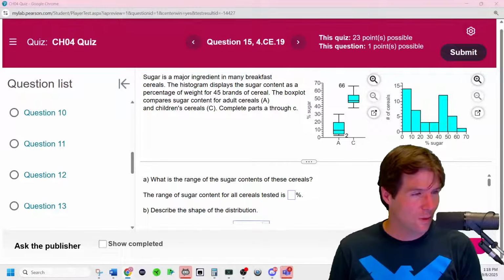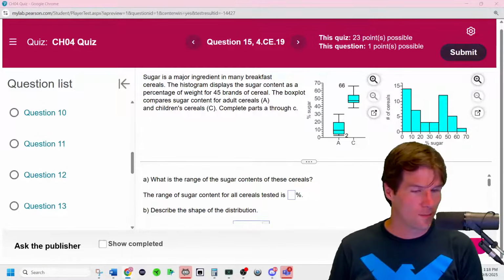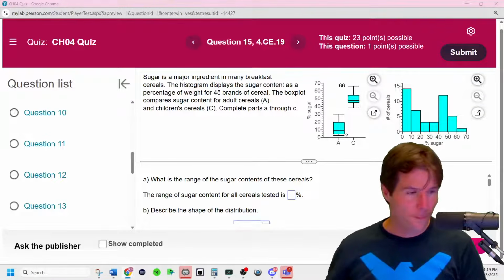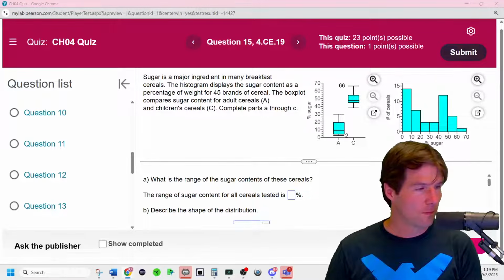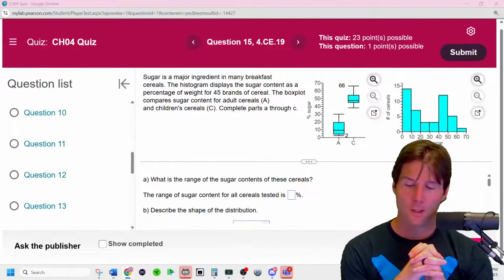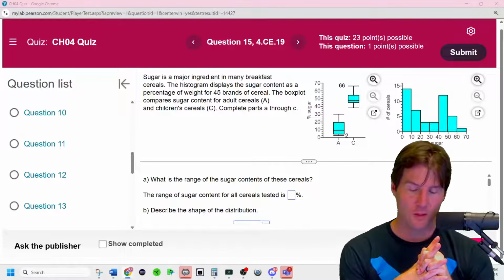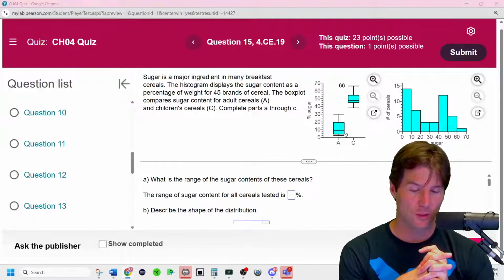2013, Stat 201, Chapter 4 quiz. Sugar is a major ingredient in many breakfast cereals. So you see adult cereals and children's cereals.